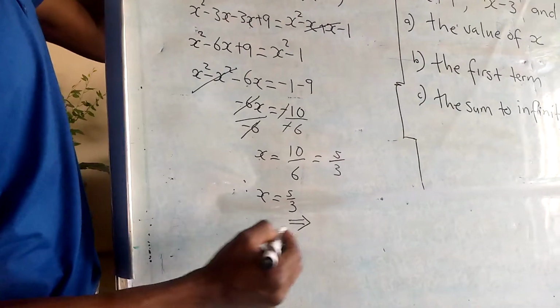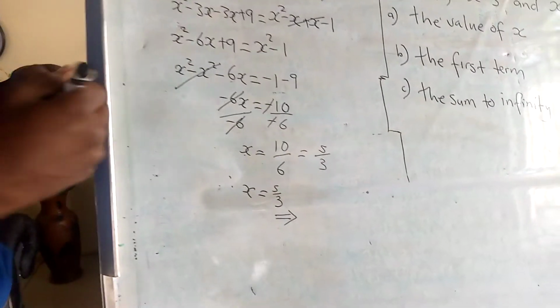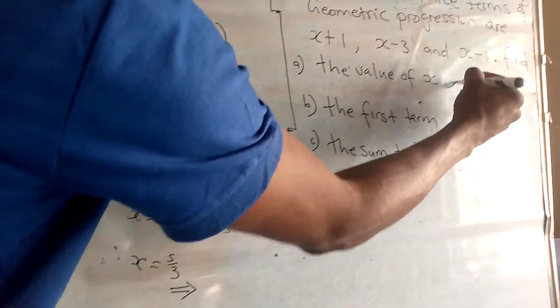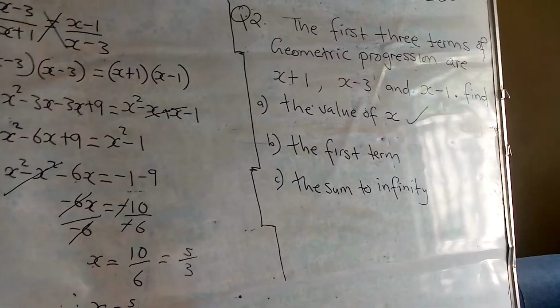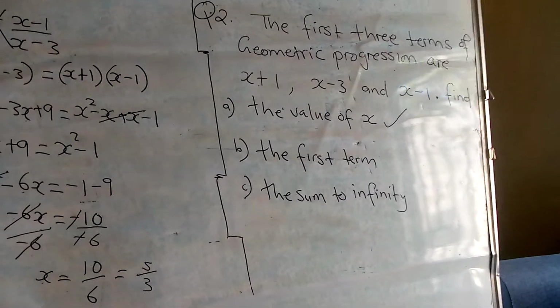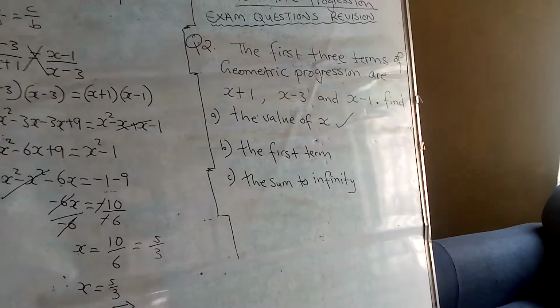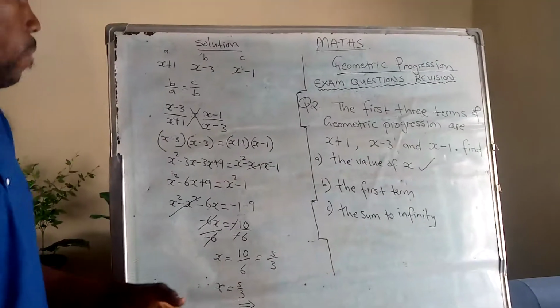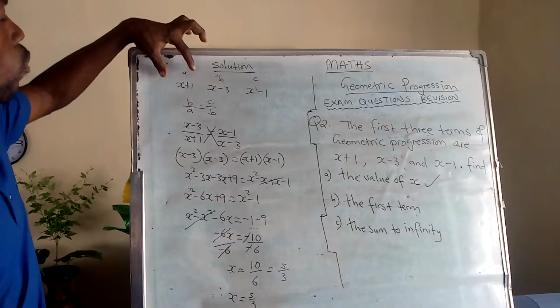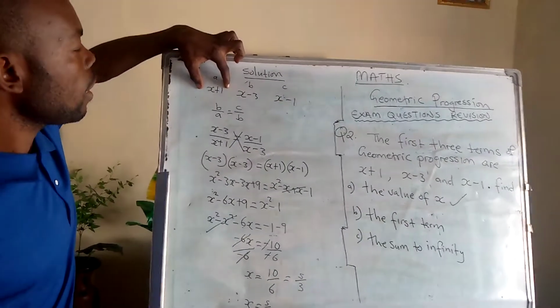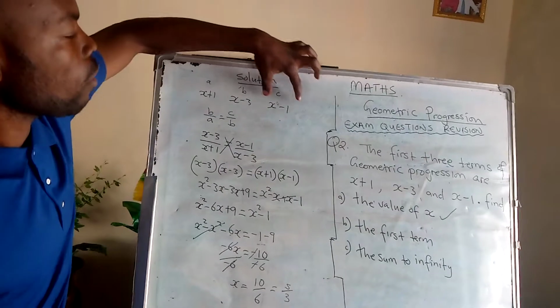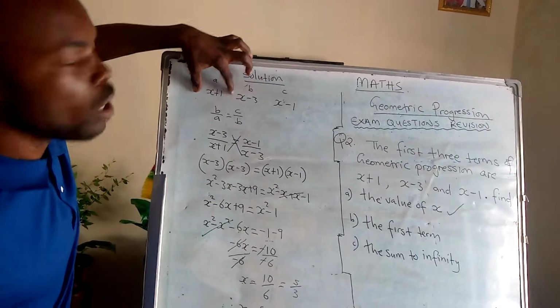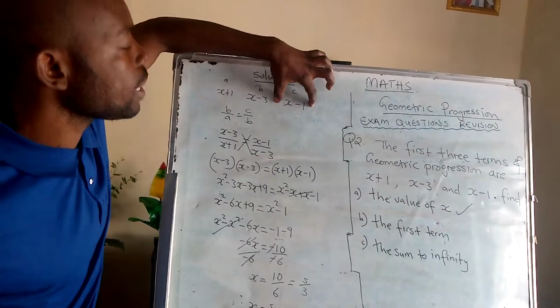That is the value of x. So the value of x is done. Right. Now, this one is just the value of x, not the first term. But now, we have first of all to find the value of A, the value of B, and the value of C, meaning our first term value, our second term value, and the third term value.